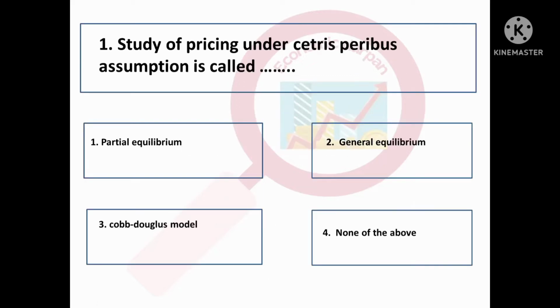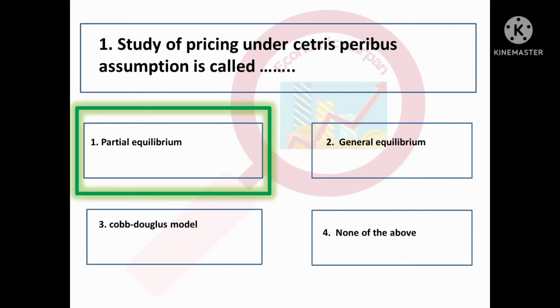First question is, study of pricing under ceteris paribus assumption is called dash. Option 1 is partial equilibrium. Option 2 is general equilibrium. Option 3 is Cobb-Douglas model, and option 4 is none of the above. So the study of pricing under ceteris paribus assumption is called partial equilibrium.